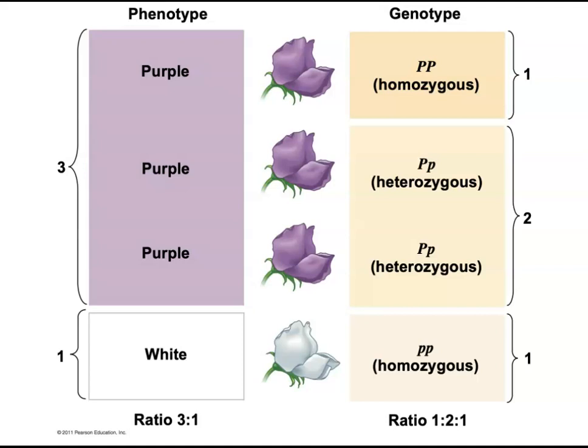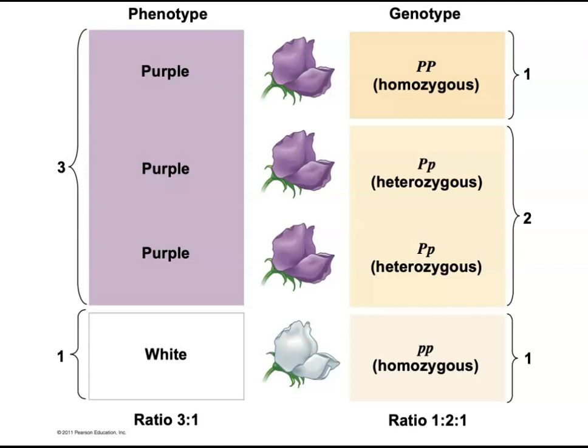An organism that has 2 different alleles for a gene is said to be heterozygous for the gene controlling that character. Where do you see heterozygous genotypes here? There are 2 purple flowers with the genotype big P, little p. Now notice the ratio for the genotypes of the F2 generation, 1 to 2 to 1. Please note this very important ratio as well. This means there is 1 homozygous dominant individual, 2 heterozygous individuals, and 1 homozygous recessive individual.